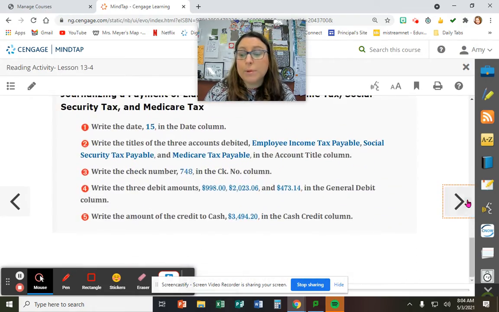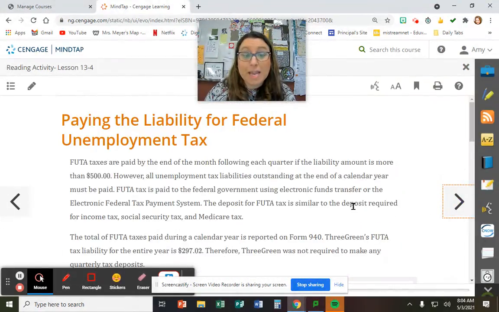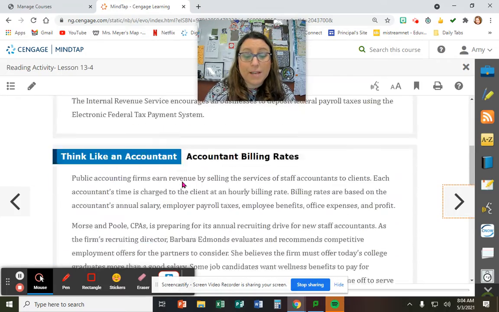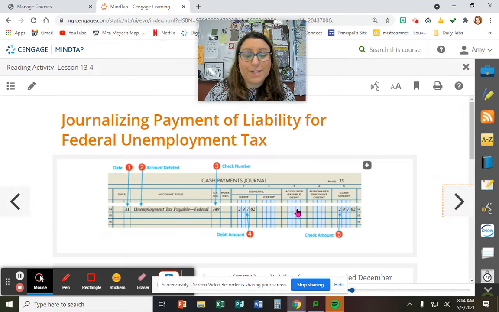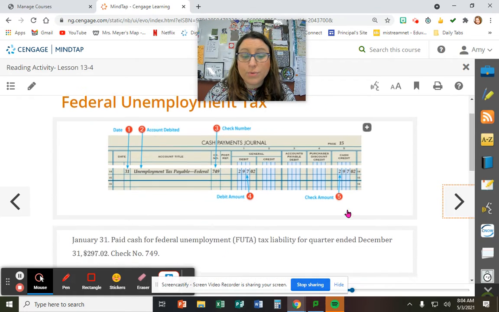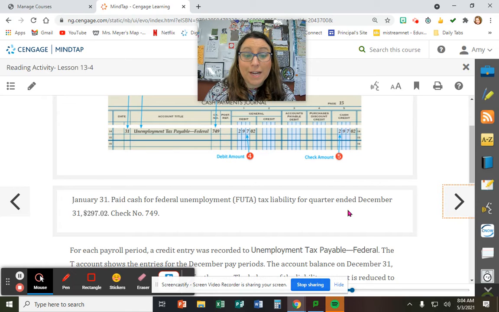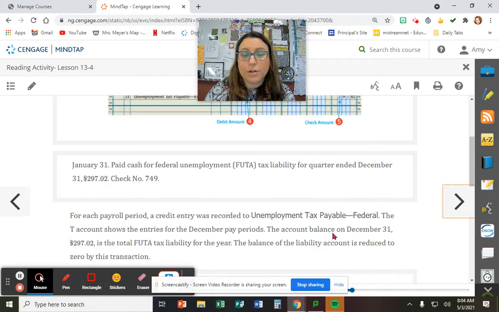So that's what we're going to be working on in this section, actually paying the tax liability. This is also showing we've got to pay the federal unemployment tax and also the state unemployment tax. So you'll see that as well as a debit. We're debiting what we owe for federal unemployment tax because we're paying it, and these just match, 29702, 29702. It's recorded as a separate line item in the cash payments journal.